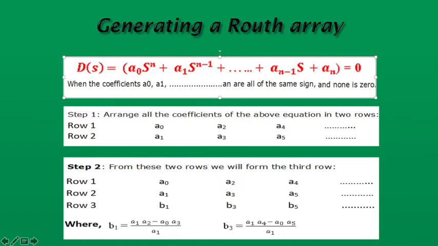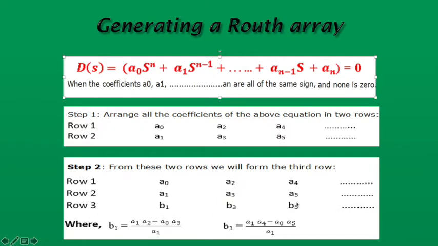First row, consider the coefficient a0, then the next coefficient a2, then a4. Then the second row, consider a1, then a3, then a5. Then step 2. From these two rows, we will form the third row.